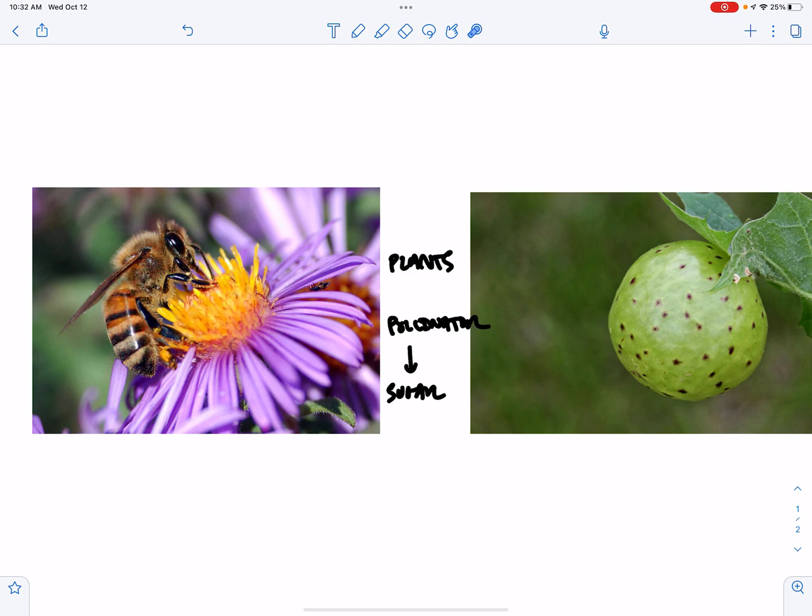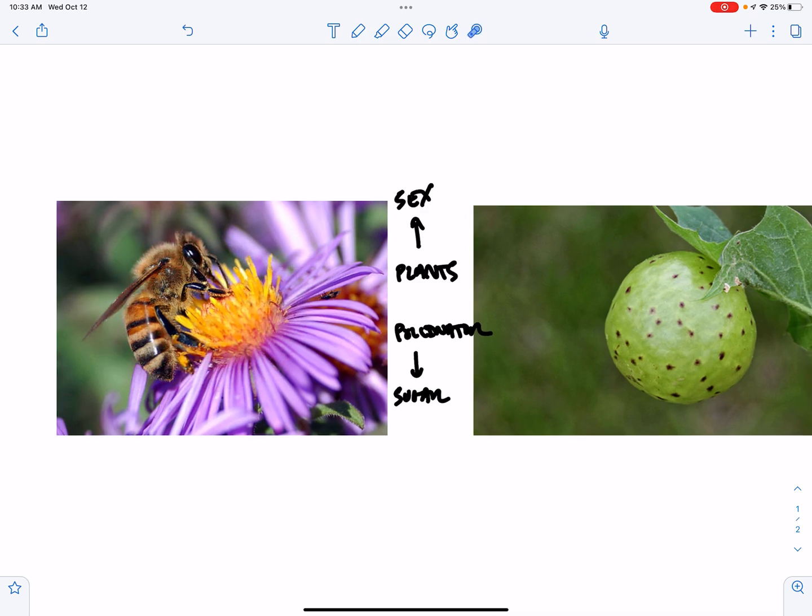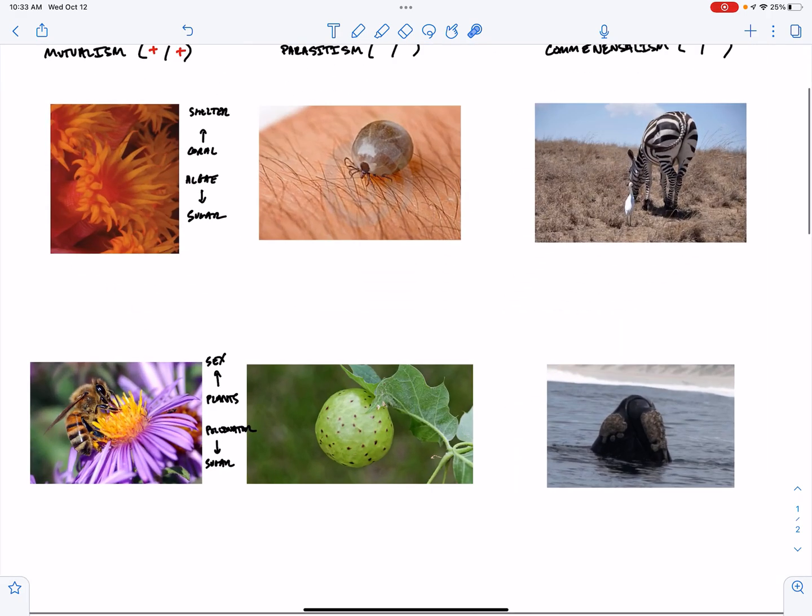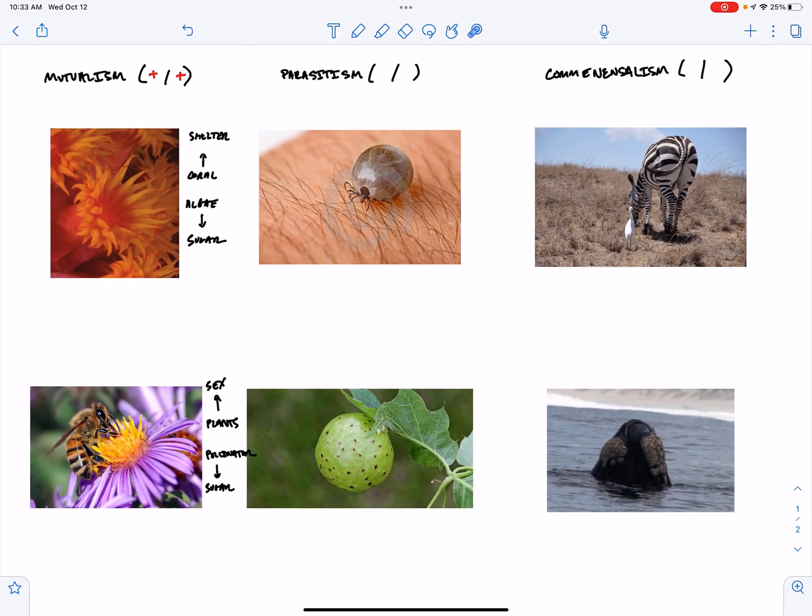And the pollinator will fly to another flower and deposit the pollen, which will travel down into the ovule and fertilize what will become the developing egg for the plant. So the pollinators are getting sugar and the plants are getting sex. The pollinators are delivering their gametes from plant to plant. Okay, so these are both examples of mutualism, relationships that are beneficial to both organisms.